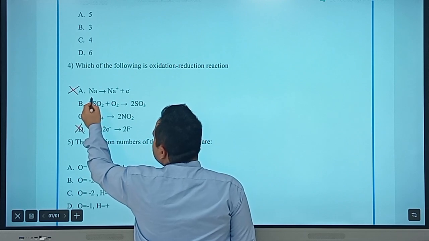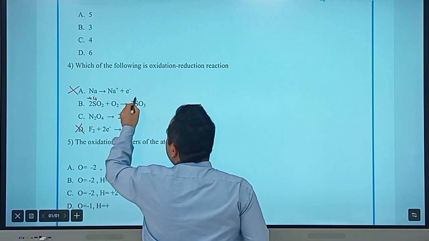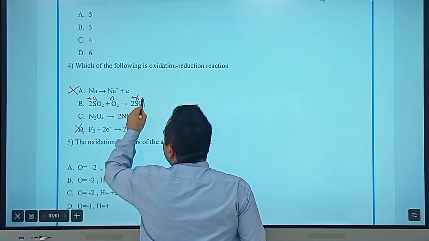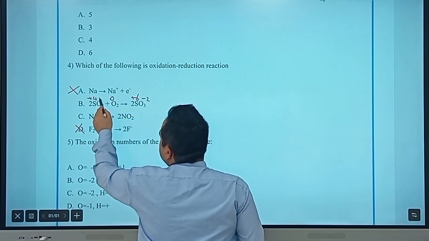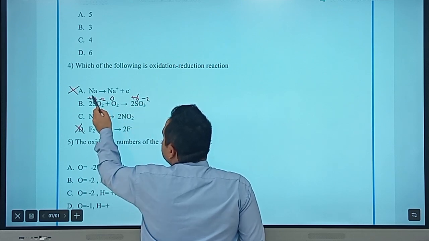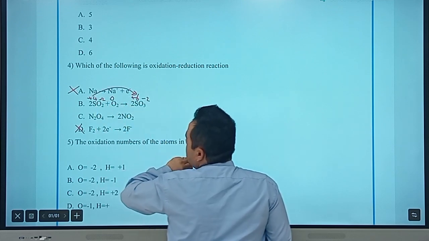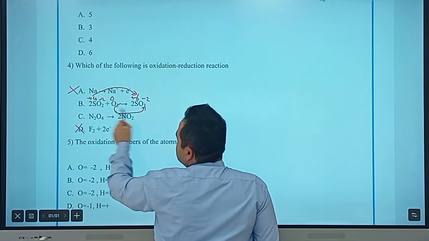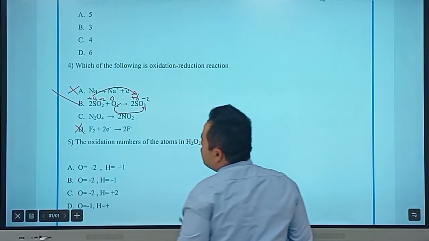Sulfur in this case is positive 4, in that case is positive 6. Oxygen is 0 here, here is minus 2, and oxygen minus 2. Okay. What happens to sulfur? Oxidation. What happens to the oxygen from this O2? Reduction. So this is a redox reaction.